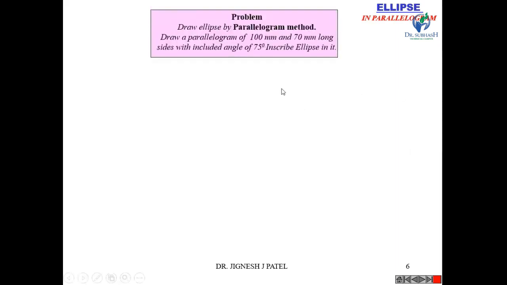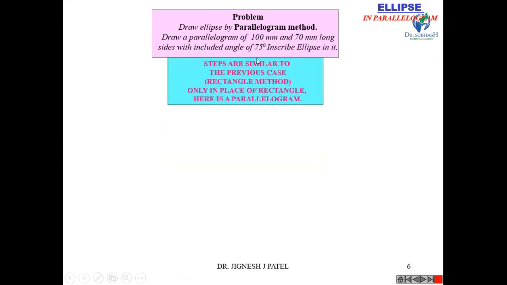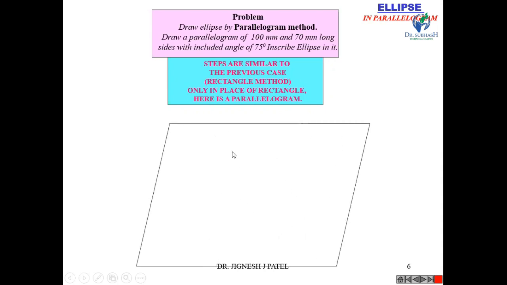Then next is the ellipse in a parallelogram. Draw an ellipse by the parallelogram method. Draw a parallelogram with sides 100 mm and 70 mm long, with an included angle of 75 degrees. Inscribe an ellipse in it. It is the same as the oblong method, but here instead of a rectangle, we have to draw a parallelogram whose included angle is 75 degrees. So the steps are similar to the previous rectangle method.